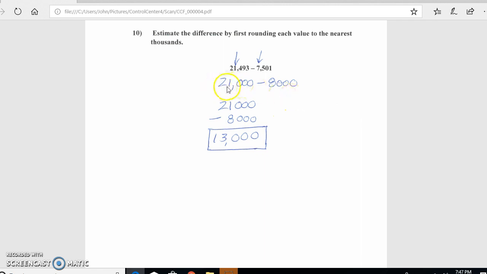So now we have 21,000 minus 8,000, and I've done the subtraction down here to find the difference, and we end up with 13,000 as our estimate.